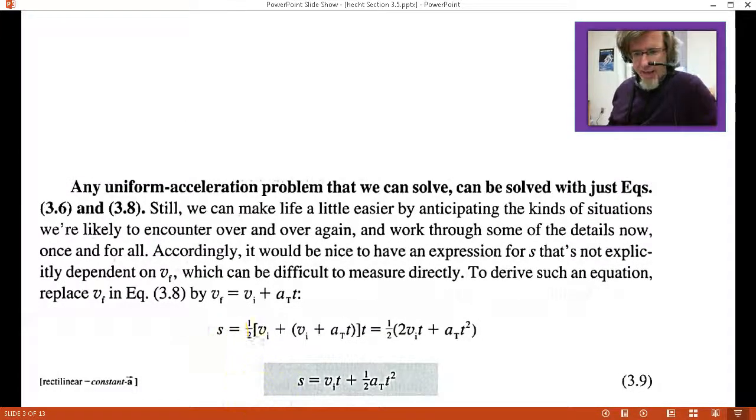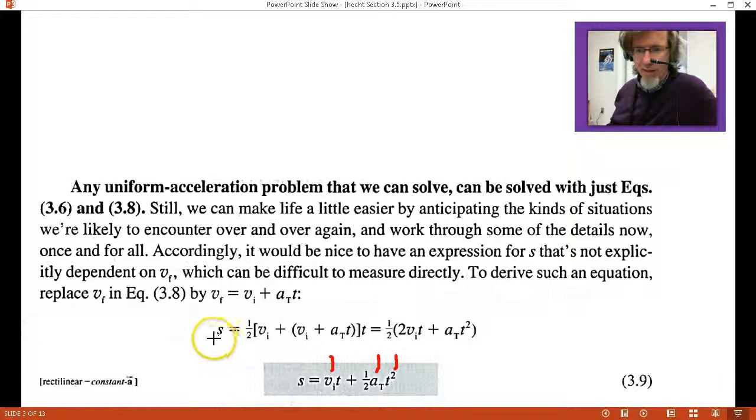The next slide has distance now, but it is only in terms of velocity, acceleration, and time. So if you give me initial velocity and you tell me the acceleration and the time, I can tell you the total distance that an object has traveled. And how do I do that?